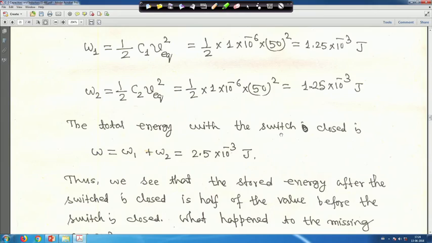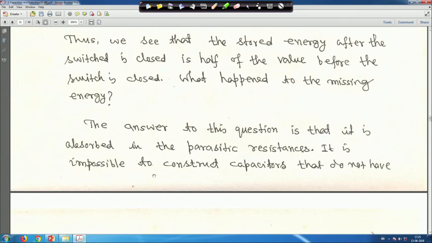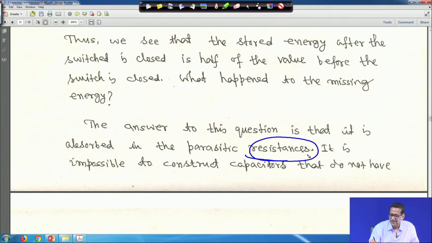to justify this, right. So, we see that the stored energy after the switch is closed is half of the value before switch is closed, right. So, what happened to the missing energy, because 50% is missing. The answer to this question is that it is absorbed in the parasitic inductance, right. It is parasitic inductance, it is impossible to construct, right. So, this one is strike it off, right.